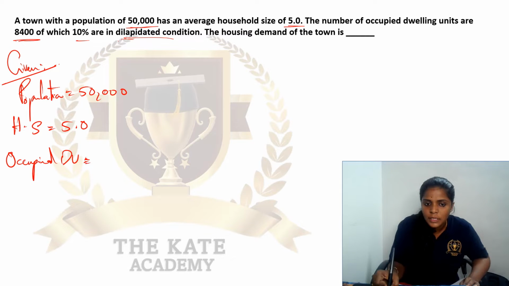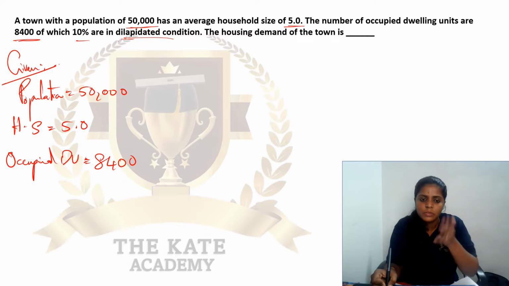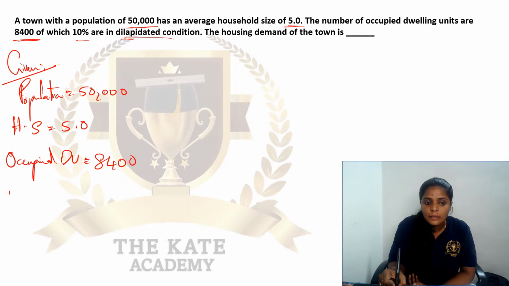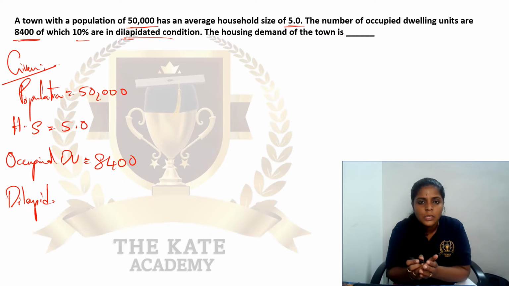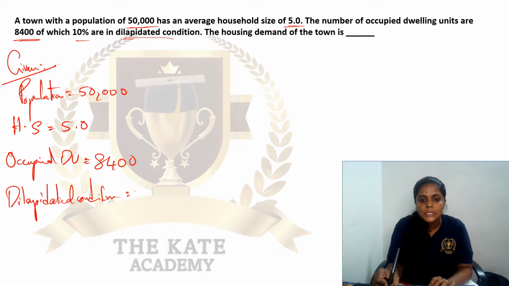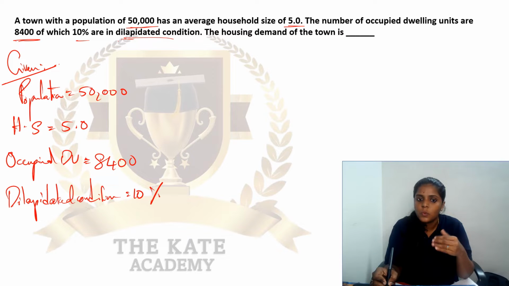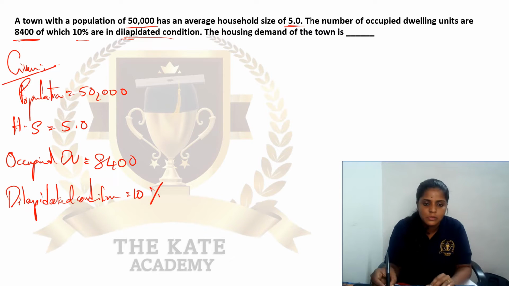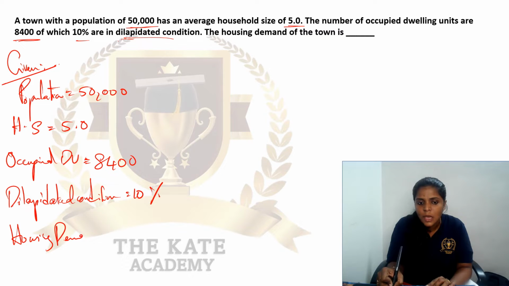So there are already 8,400 dwelling units which are being occupied, and dilapidated condition, which means the households which cannot be used, is equal to 10%. So there are already 8,400 occupied dwelling units, out of which 10% cannot be used, and they want a household for that also. Okay, so they are asking housing demand, meaning how many more housing units are required?